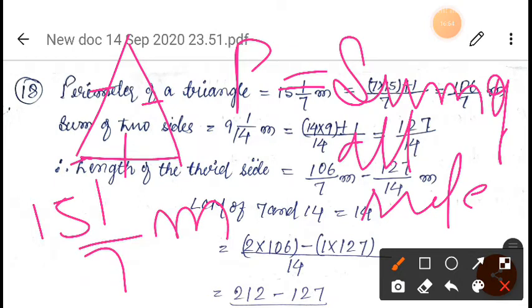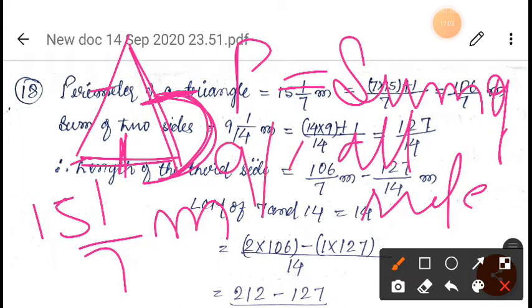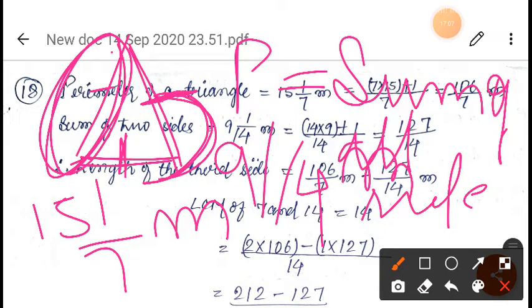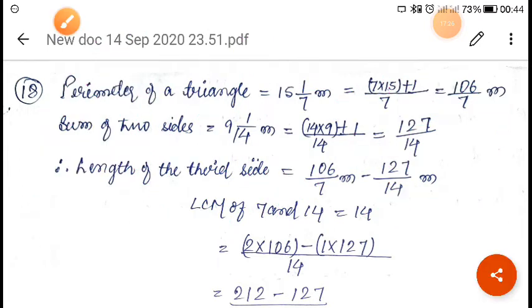Next, the sum of two sides is given. Suppose the sum of this side and this side is given as 9 1 by 14 meter. We have to find out the third side, this side. I hope you have understood this, right? Perimeter is the sum of all sides. Now the sum of two sides is given, and we have to find out the remaining side, right?